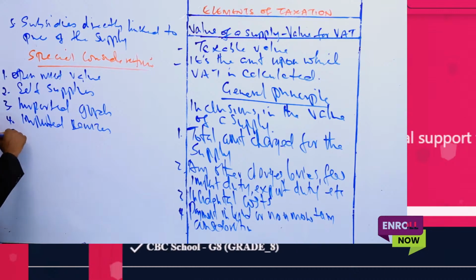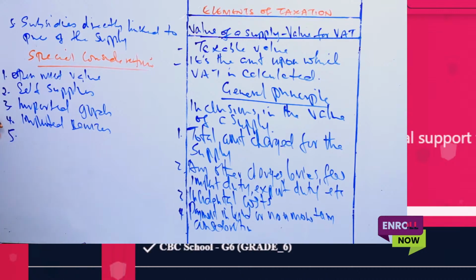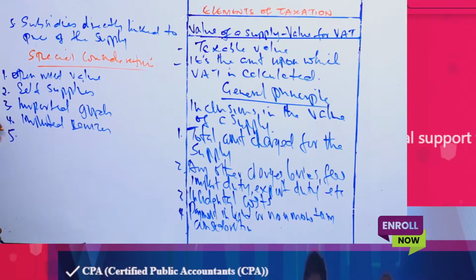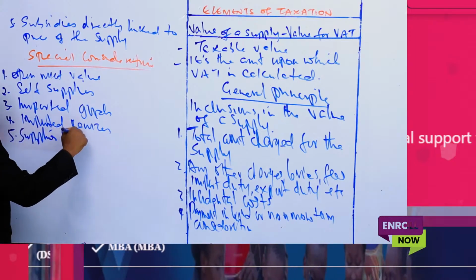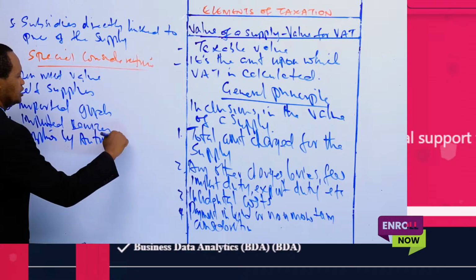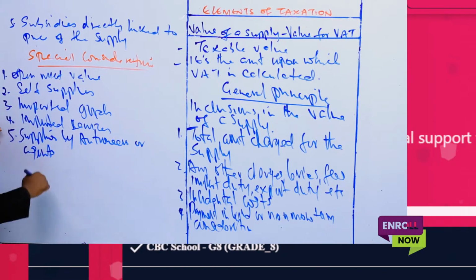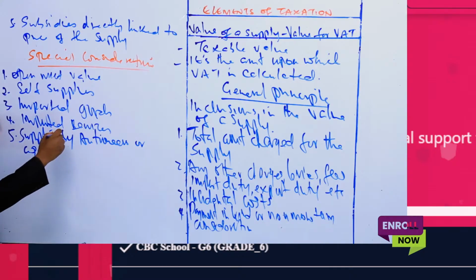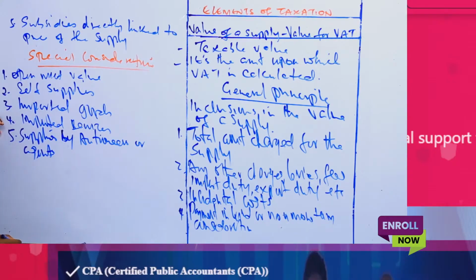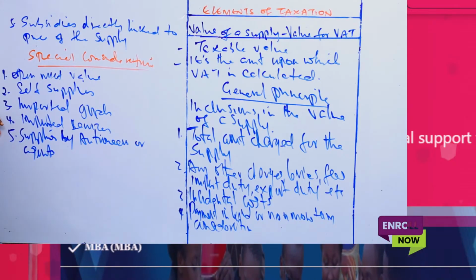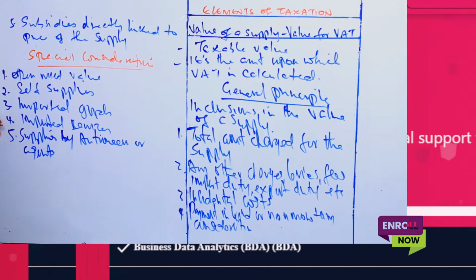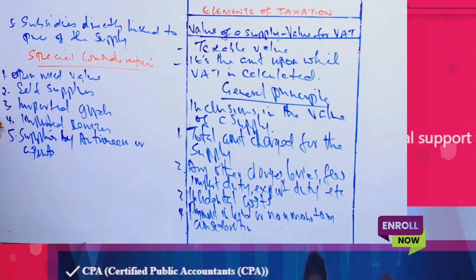Special consideration number five, we are discussing value of a supply, is supplies by auctioneers or agents. The value of a supply made by an auctioneer or agent on behalf of another person is generally the amount for which the goods or services are sold. You understand? Yes. So these are special considerations in regard to value of a supply.